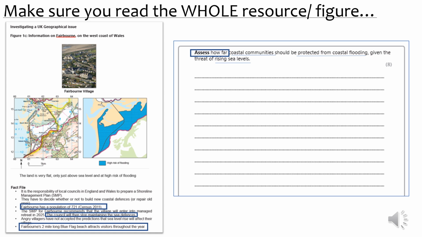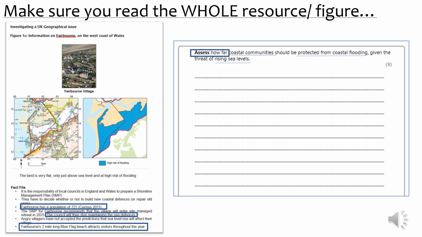As I can see in figure 1C, the council will stop maintaining the sea defences, mainly because Fairbourne has a population of 721. This means that there aren't many people's homes to be protected, and therefore the benefit of protecting the coastline completely outweighs the value of those 721 properties because they can move elsewhere. In my conclusion, I'm going to argue that overall, many areas should be protected from coastal flooding, but only when the benefits actually outweigh the cost of the land.